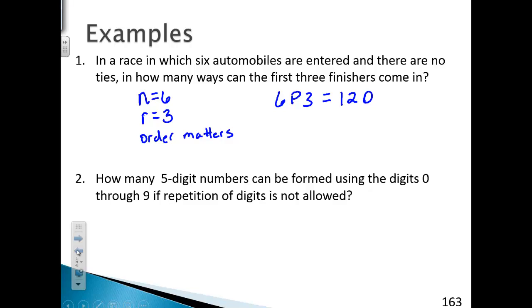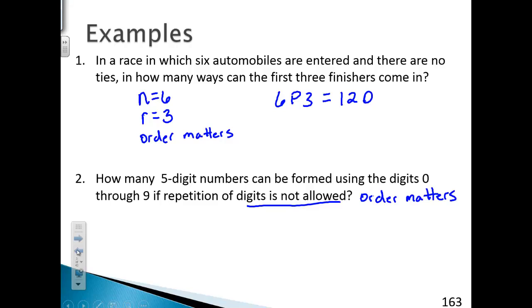Now on the second example there, how many 5-digit numbers can be formed using the digits 0 through 9 if repetition of digits is not allowed? That repetition of digits is not allowed, that's what tells you that order matters in this problem. If repetition was allowed, then that would mean the order didn't matter. Okay? And we would be at a fundamental counting problem. So, repetition is not allowed, order matters.